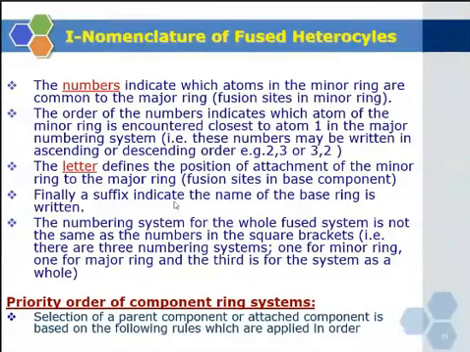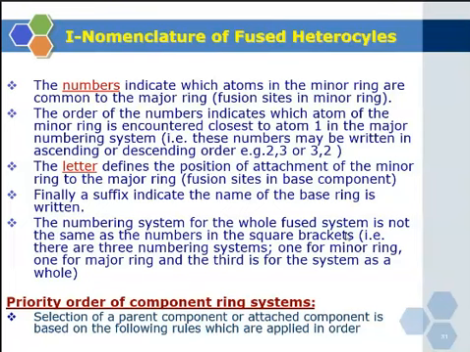Okay. The numbering system for the whole fused system is not the same as the numbers in the square brackets. Here, notice that suppose A is one ring system and B is one ring system and they are attached to each other. Then after being fused, the whole fused ring system is numbered in a totally different manner. The numbering system for the whole fused system is not the same as the numbers in the square brackets.